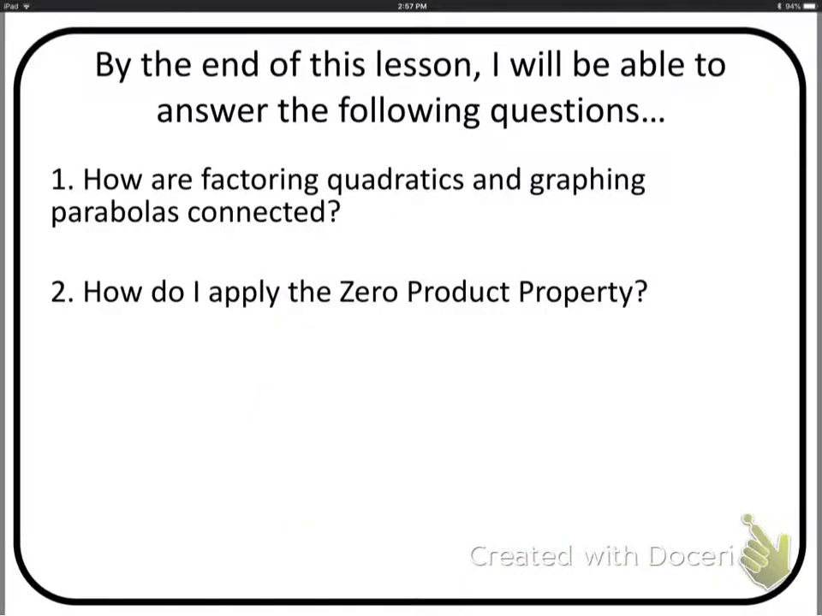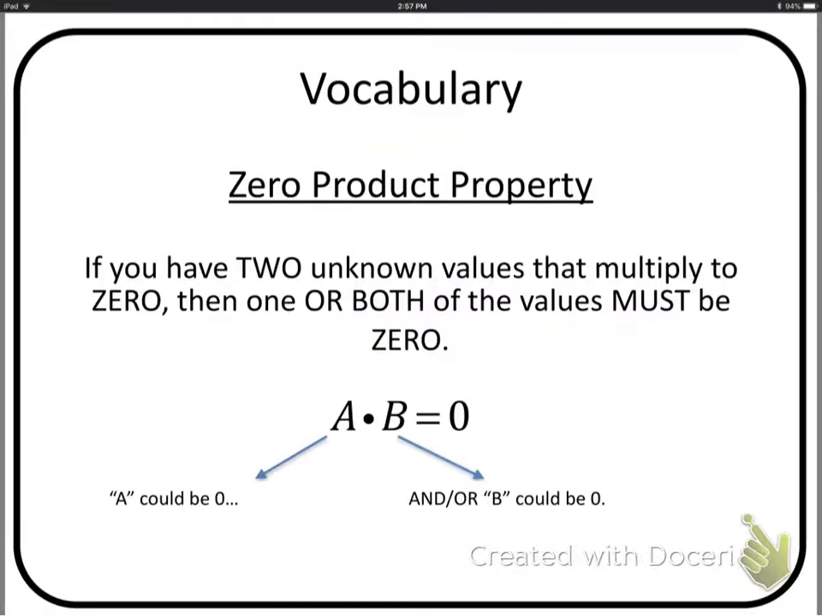Our objectives for this lesson are: one, how are factoring quadratics and graphing parabolas connected, and two, how do I apply the zero product property? The zero product property tells us that when we have two terms, let's say a times b equals 0, that means at least a or b or both have to be 0, because any number times 0 gives us 0.